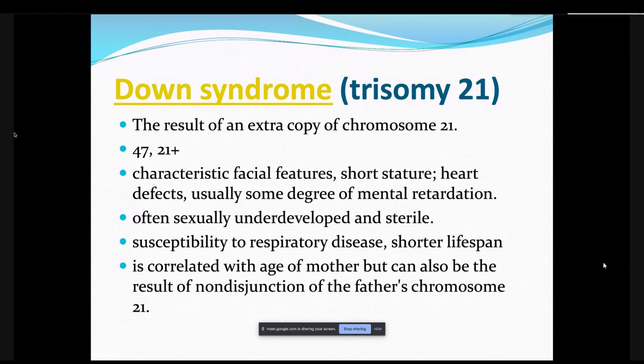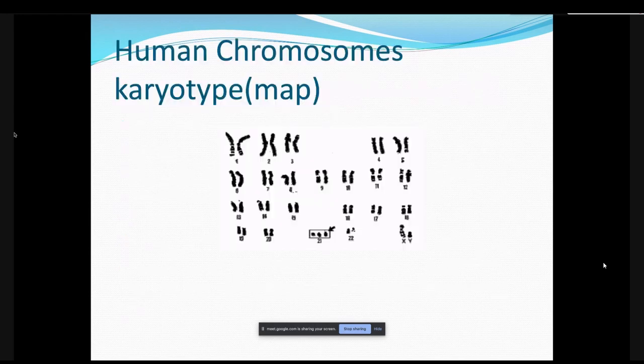Those at risk for Down syndrome are usually correlated with the age of the mother, but it can also be the result of a non-disjunction of the father's chromosome. But commonly, the age of the mother is the high risk factor. So the higher the age of the mother at conception, the higher the risk of Down syndrome. This is a karyotype.